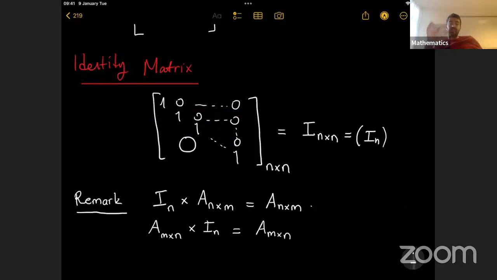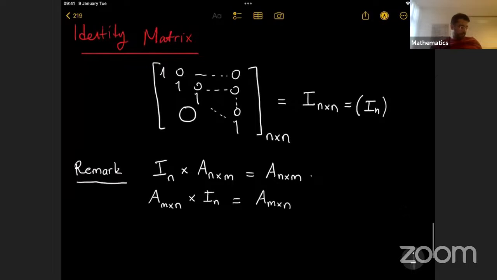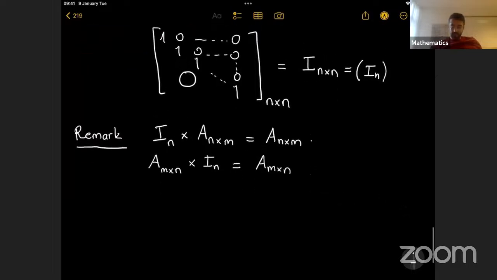So it's not like real numbers. In real numbers, 2 times 3 is equal to 3 times 2. But in the space of matrices, A times B is not always equal to B times A, okay? Question, comment?